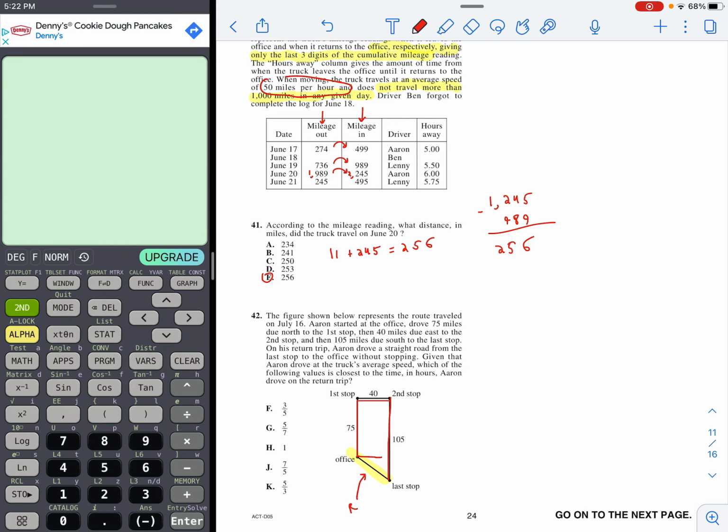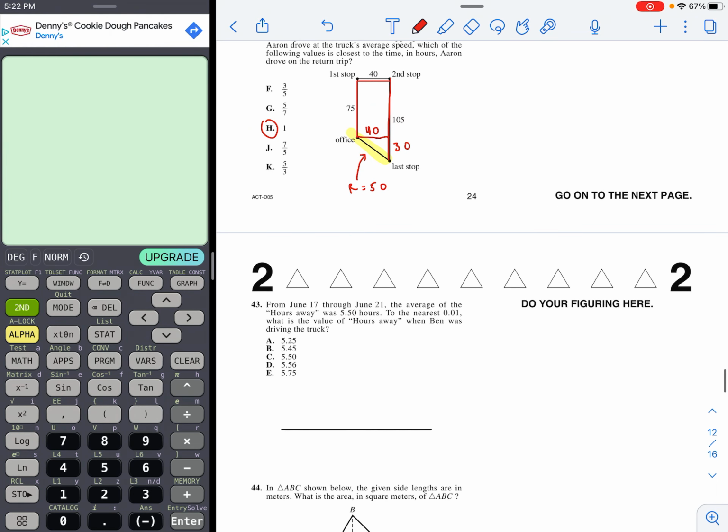So you had to make a triangle because you need to figure out what this length is. And so we know it's a triangle that has this width of 40, and it's the difference between 105, the right vertical line, and 75, the left vertical line, 30. And so what we have here is a 3, 4, 5 triangle. You could do the Pythagorean theorem if you forgot this, but we have a 50-mile return trip. He goes 50 miles an hour. Correct answer is H. It will take him 1 hour to complete that return trip.